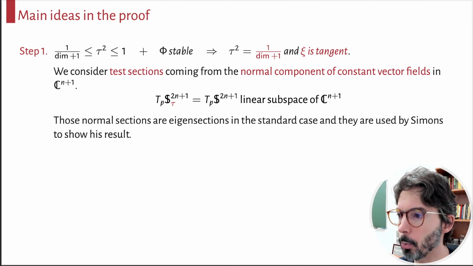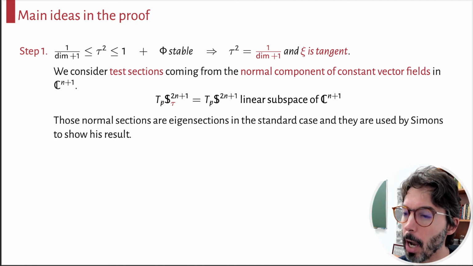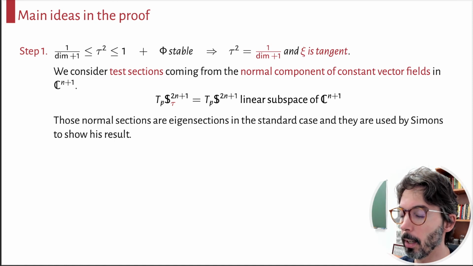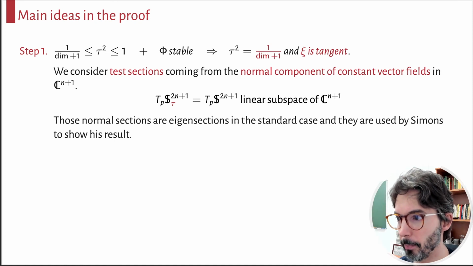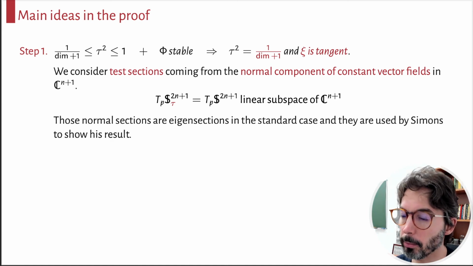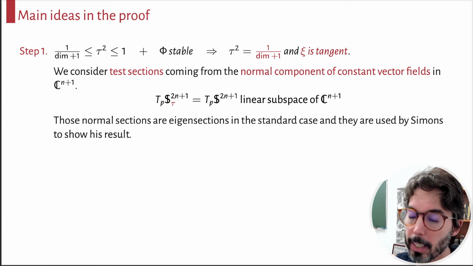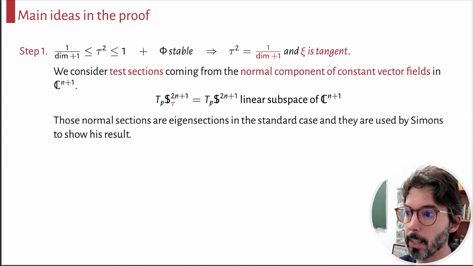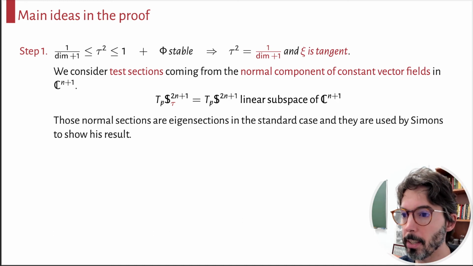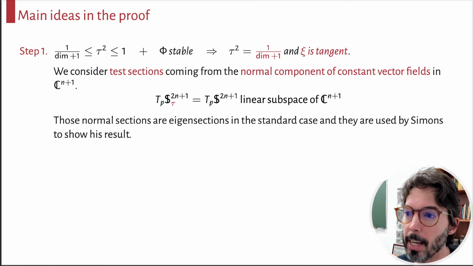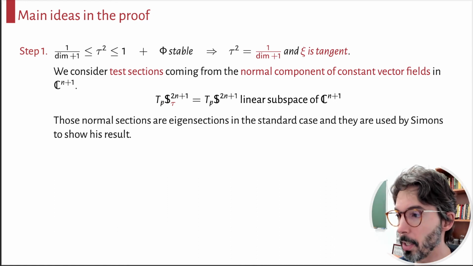For that purpose, we consider test sections coming from normal components of constant vector fields in the Euclidean, the complex space. This is because the tangent space to the Berger sphere is precisely the same as the tangent space of the standard sphere, and this can be considered as a linear subspace of a Euclidean space. These are precisely the same eigensections that are used by Simons to show his classic results.